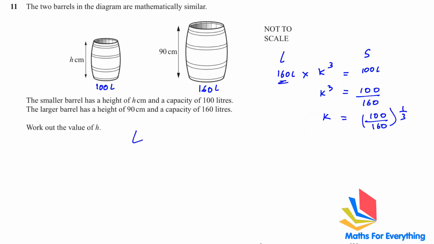Now the large height is 90 and the smaller height we need to find out. So 90 multiplied by our scale factor, which is the cube root of 100 over 160, will give us 76.9, which is our H.